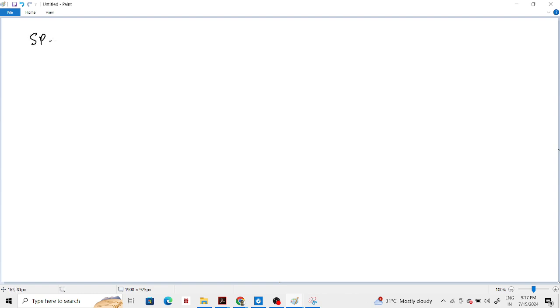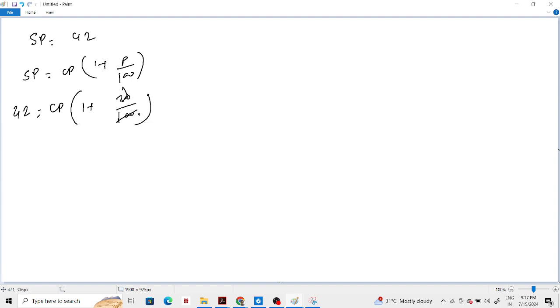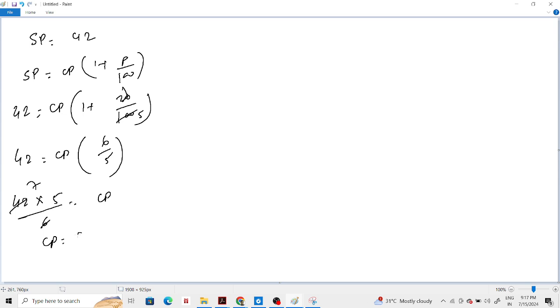What is the Sp? Sp is 42. So the key formula: Sp is equal to Cp times (1 plus P%), right? So what is the Sp? 42. So the profit is 20%. $35. This 35 is the actual average price.